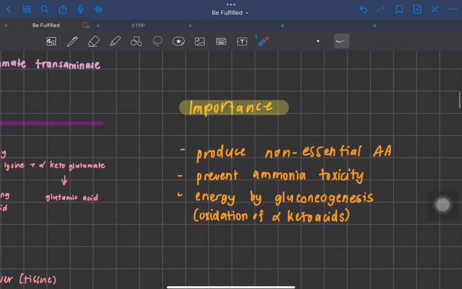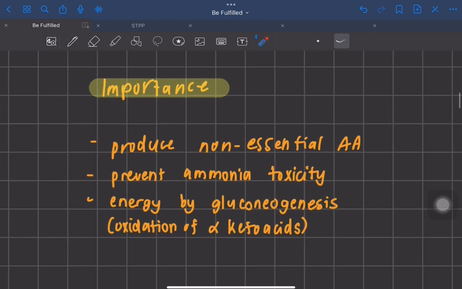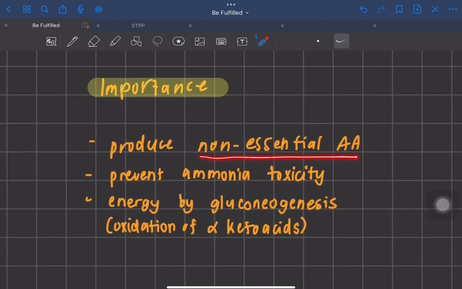Okay, so what is the importance of transamination? Transamination will produce non-essential amino acid. It will prevent ammonia toxicity. Kenapa? Sebab in transamination there is no production of ammonia, whereas other steps nanti ada yang akan produce ammonia. Okay, so it also provides energy for the body by gluconeogenesis. Gluconeogenesis ni oxidation of alpha keto acid. So gluconeogenesis ni kita menggunakan sources other than carbohydrate untuk membekalkan tenaga kepada badan.